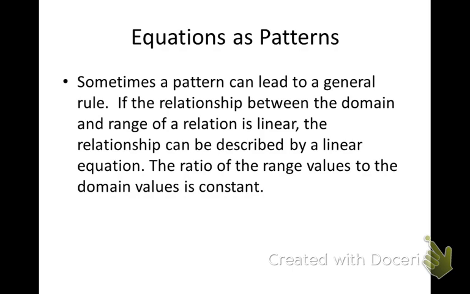If the relationship between the domain and the range of the relation is linear, it means it's going to give a line when you graph it, the relationship can be described then by a linear equation. This is what we're going to use. The ratio, remember that's a comparison, of the range values to the domain values is constant, so it'll be the same. So that's what you're going to be checking to see if it's going to be an equation, and then you're going to use that to write the equation.